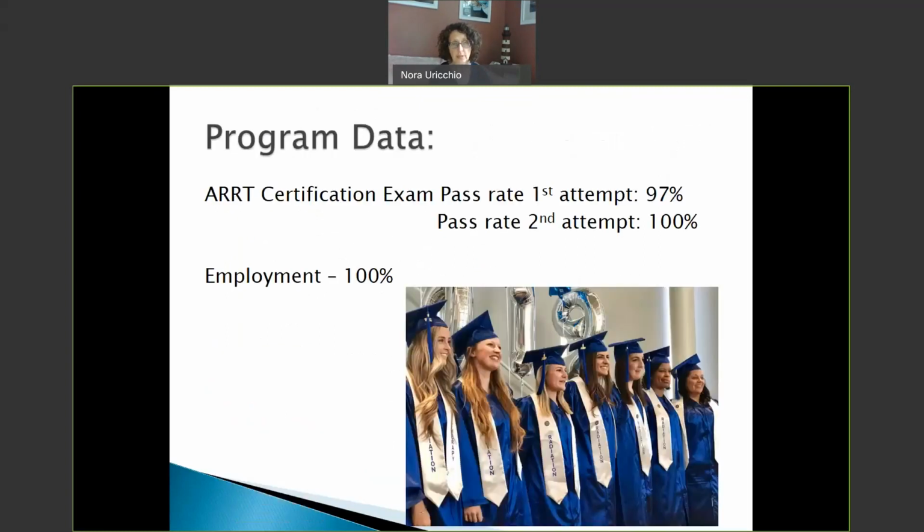Fortunately, we have a very great pass rate. So first attempt is 97%. All our graduates pass that exam. And if they don't pass on the first attempt, they take it again, and we have a 100% pass rate for that. We also have a 100% employment rate.